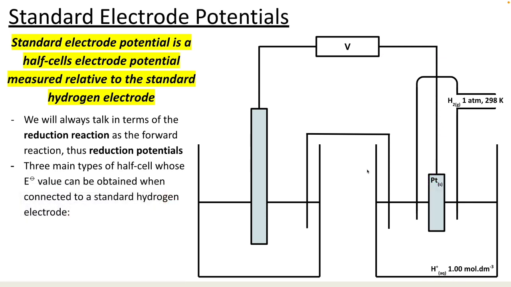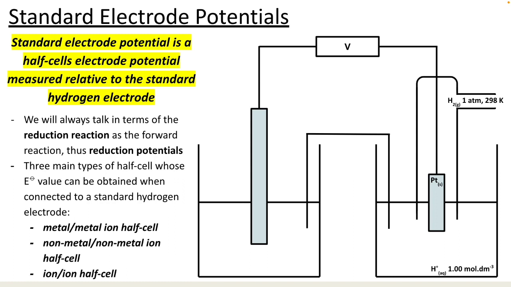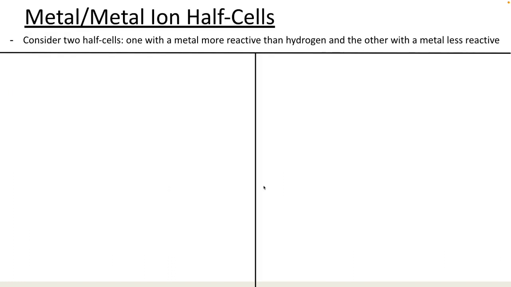There are 3 main types of half cells whose reduction potential value can be obtained when connected to a standard hydrogen electrode. And we'll look at each of these in depth. We have the metal ion half cell, that's what we've been looking at already. The non-metal ion half cell, of which the standard hydrogen electrode is an example, and then an ion half cell. So let's look at each of these in a bit of depth here. Let's start with the ones that we're familiar with. This is what we were looking at as our examples in the previous lessons, where we've got a metal ion half cell. So we've got the half cell with the metal rod and the metal ions in solution.